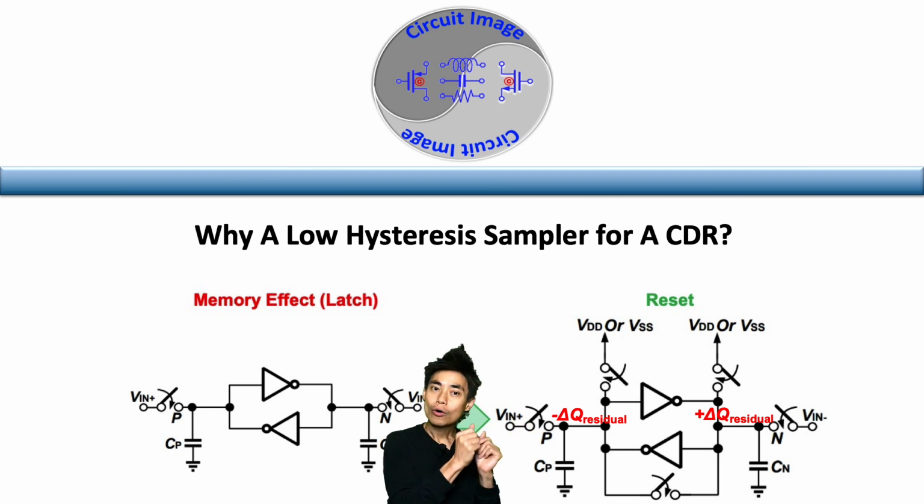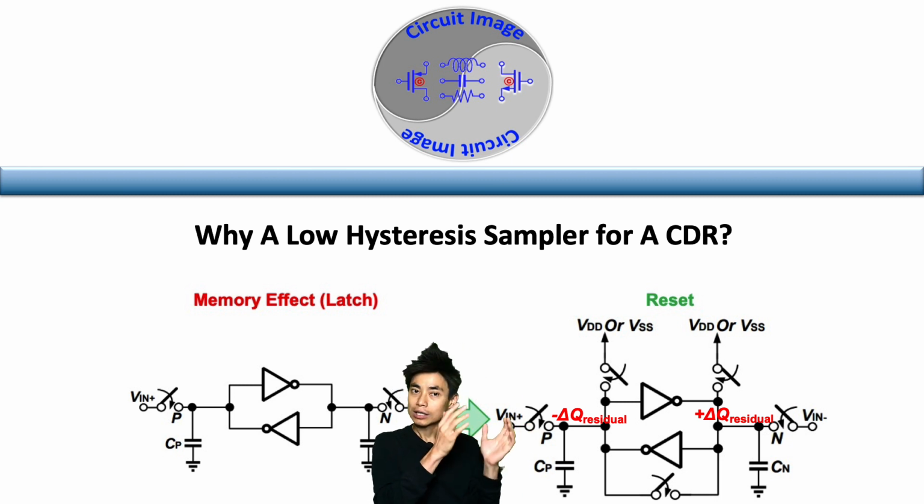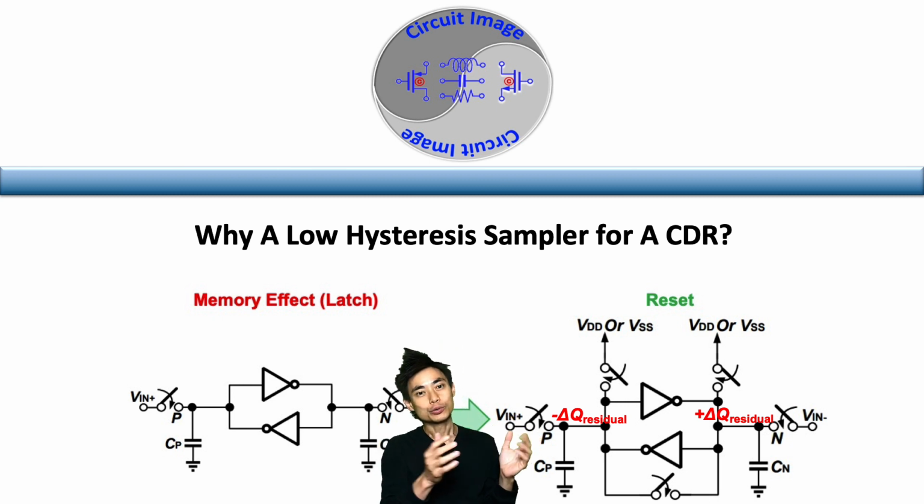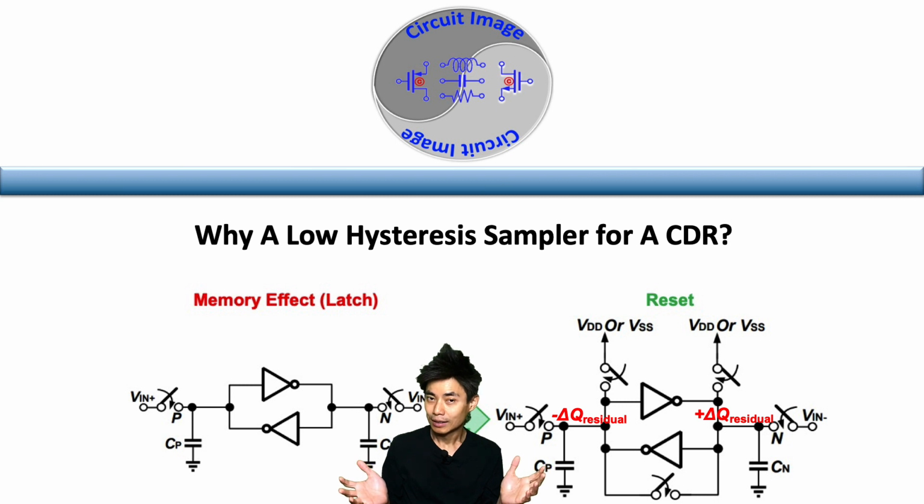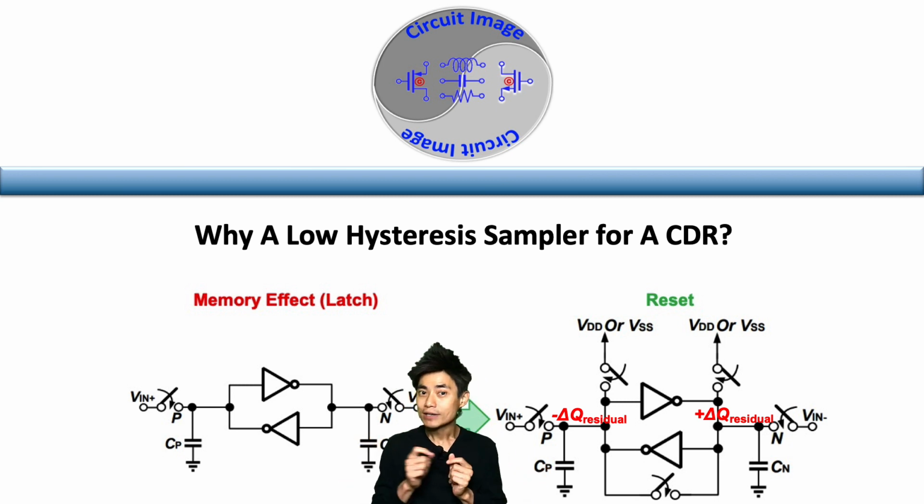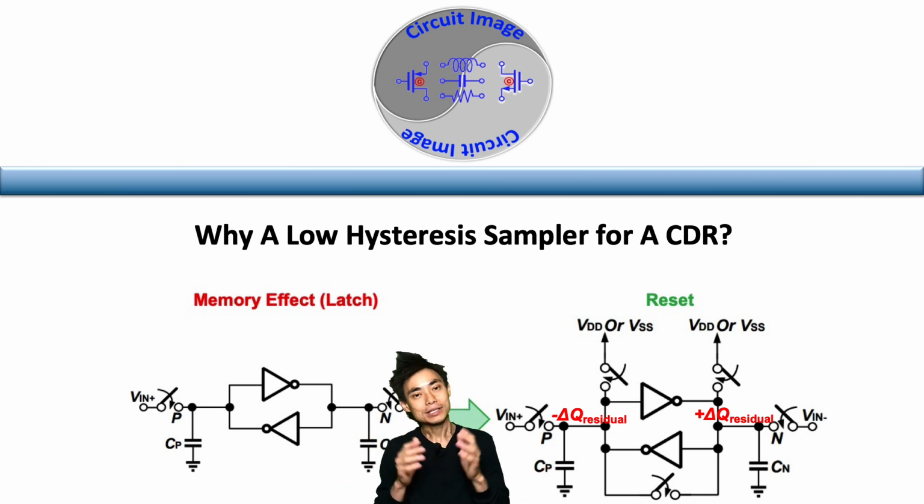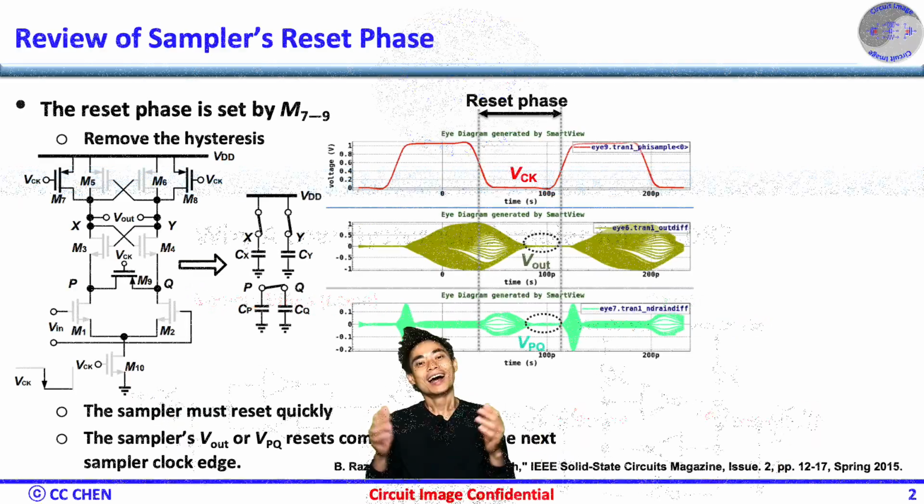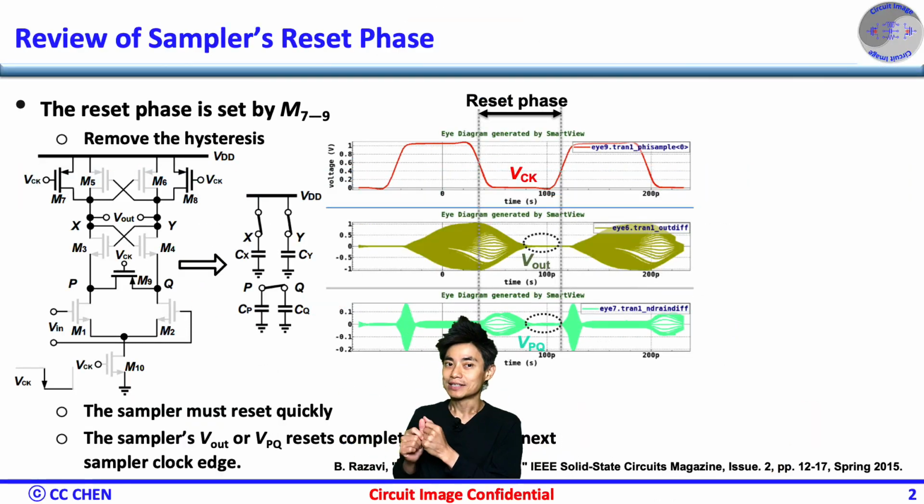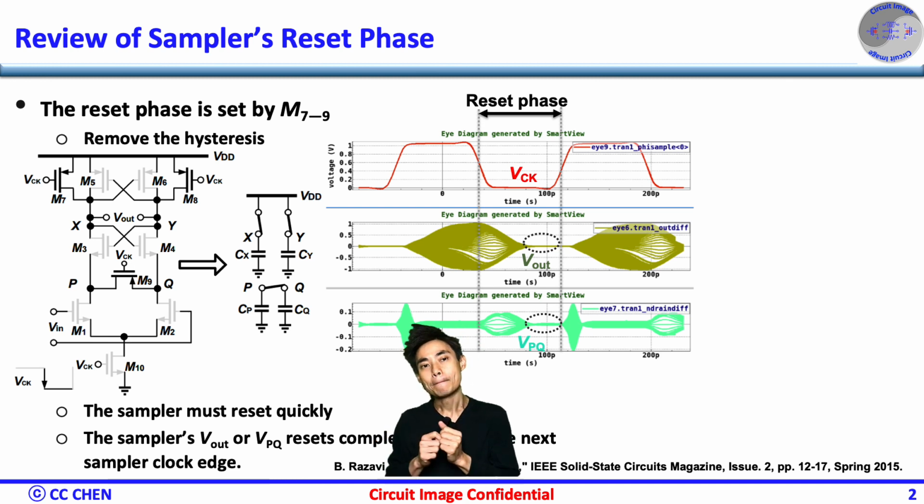Then we call this residual charge a hysteresis, which should be obvious in our previous sample video discussion, but might be an oversight in the CDR's performance discussion. Let's review the reset phase at the sampler one more time.